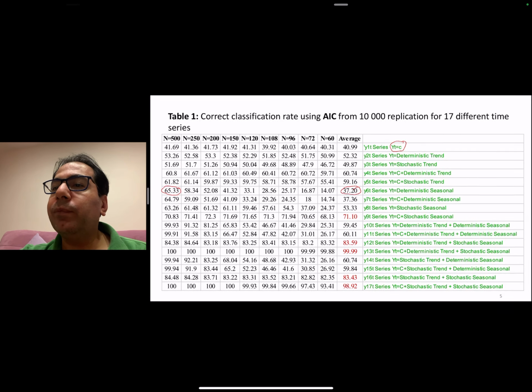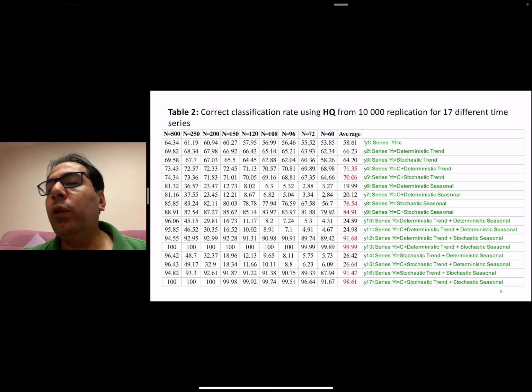Let's see what about the other information criterion. The next one, the Hannan-Quinn. This is another popular information criterion. So we also apply the same generated data set, 10,000 replications, and we see that the Hannan-Quinn is very successful for models having fewer terms, because the Hannan-Quinn is likely to penalize the model if you have many terms.